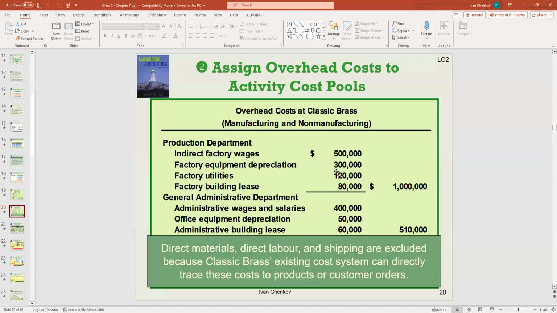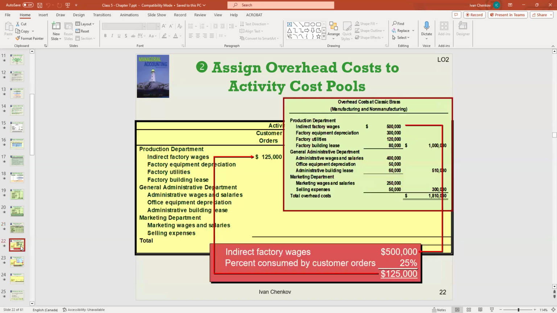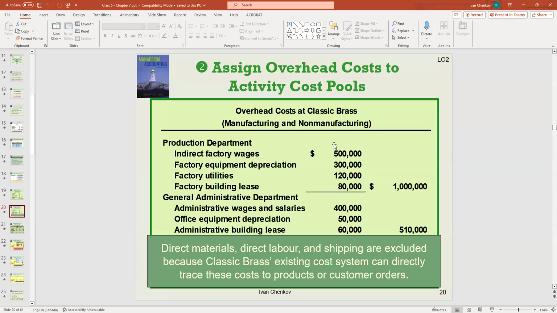Next cost is 300,000. From the 300,000, 20% is going to come to the customer order. 0 is going to go to product design. 60% is going to go to the order size. 20% to the other. And I'm going to continue this until those percentages convert to numbers. Which numbers? Cost coming from this report.